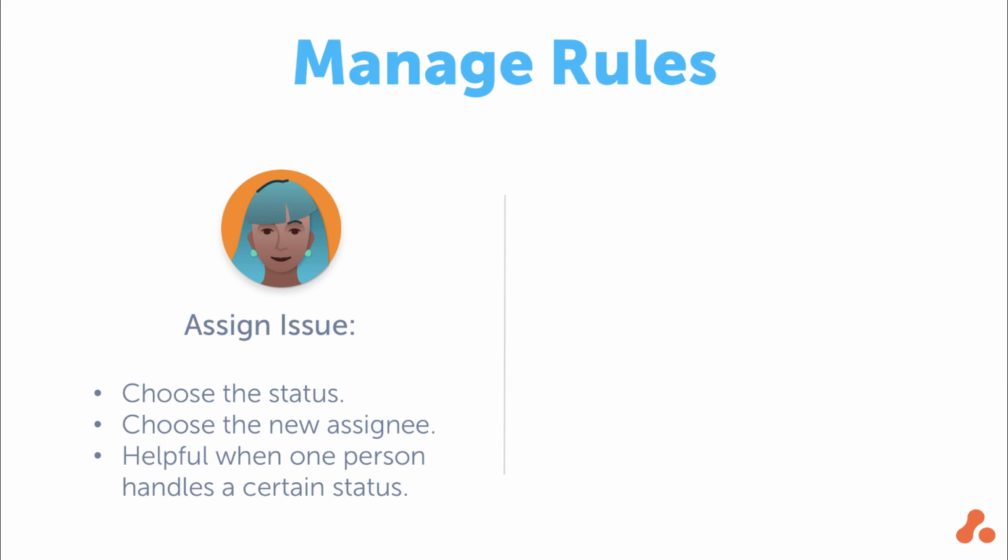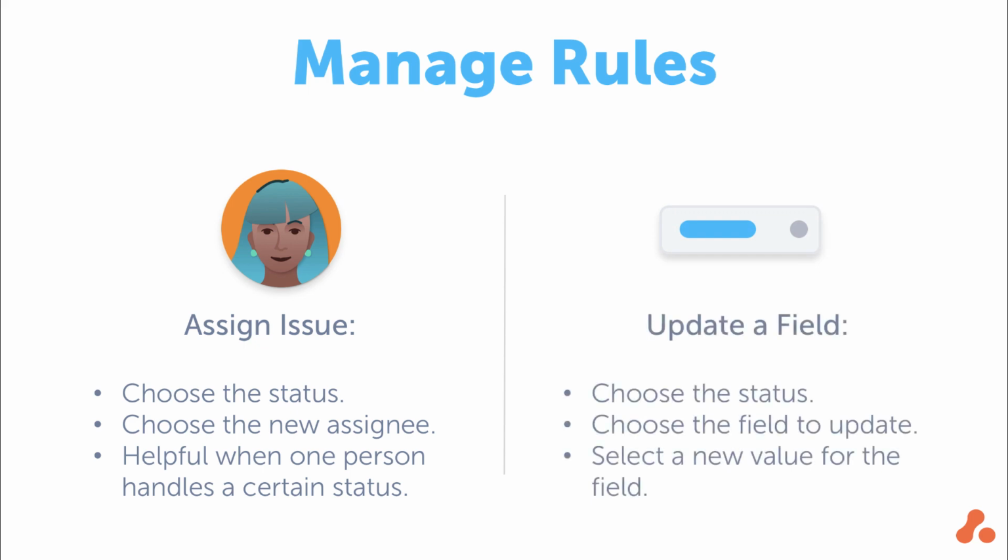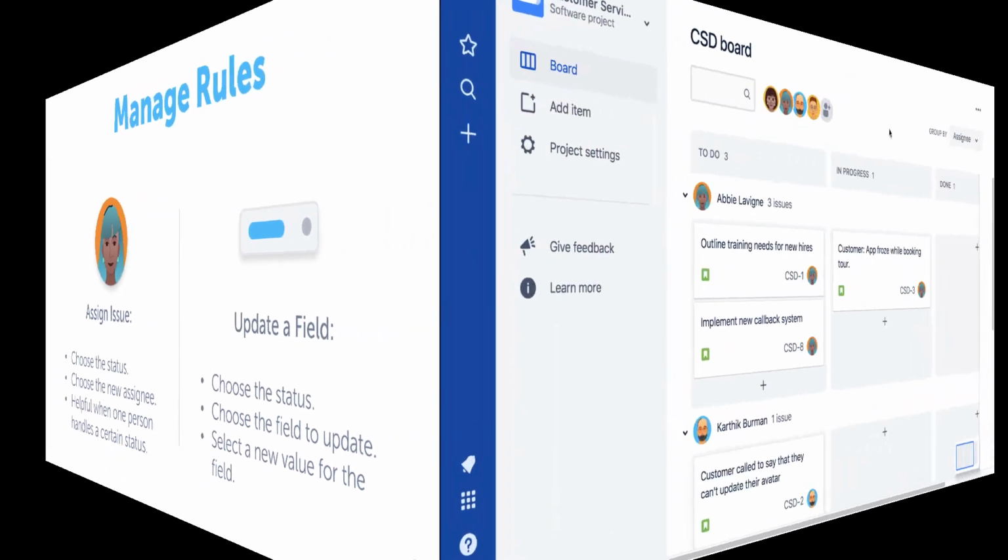This rule might be helpful in situations where you have one person handling a certain point in every issue's lifecycle, such as the review stage. When you add a rule to update an issue field, you also choose the status which triggers the rule, and then you choose the field to update. After selecting the field you want to update, you also need to select a value for the field. This is the most complicated option, so let's walk through how it's done.